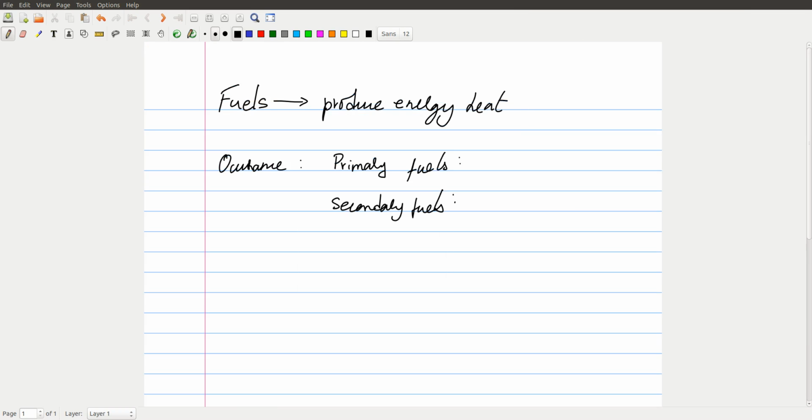Now we are going to look a little more at fuels, and we will primarily talk about two things which are called conventional fuels and non-conventional fuels.